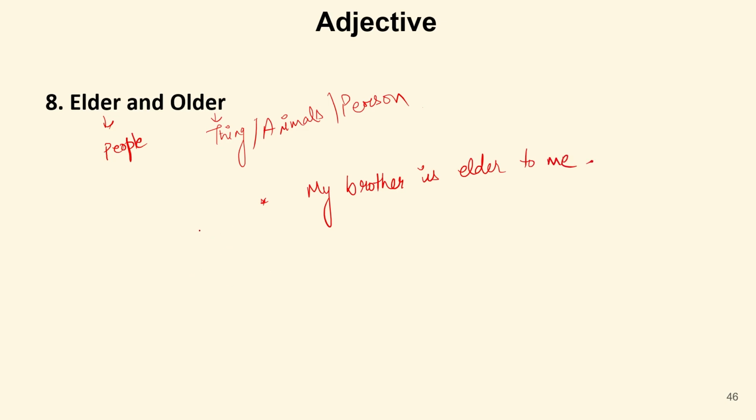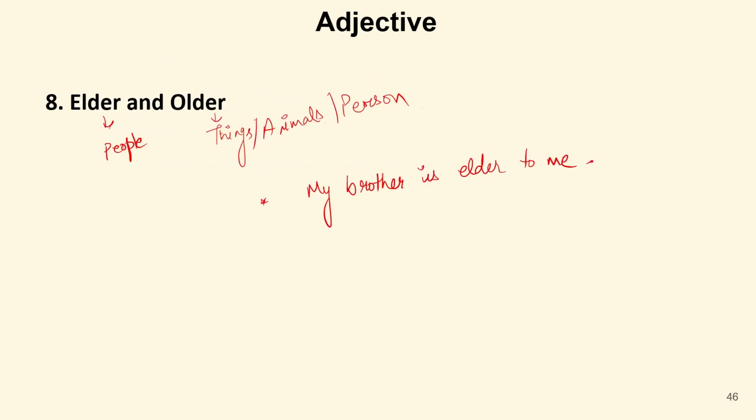But in case of things, animals, we say that the things get older. For example, my bicycle is old. Suppose this dog is older than that one. So this dog is older. In case of animals, we use older.